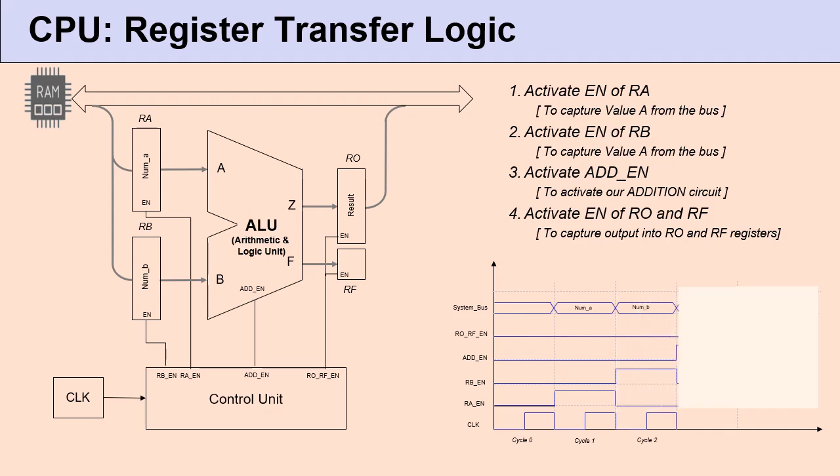Next, during clock cycle 2, the number B will be available in the system bus and the control unit will activate the RB enable signal to tell register B to copy the value from the system bus. The third clock cycle will see the addition enable signal of the ALU being activated, telling the ALU to do the addition operation. And finally, the fourth clock cycle will activate the enable signals of the RO register and RF register, telling them to capture the output from the ALU.